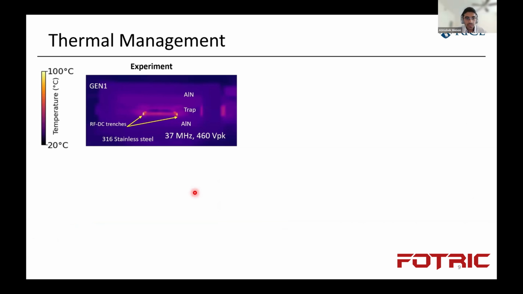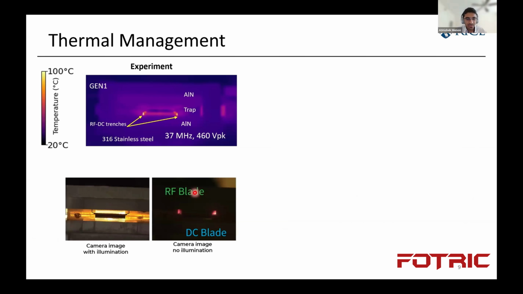And so for the thermal management, the very first trap that we got, when we drove very high RF power through it, we saw it glowing at the RF DC trenches. And that was a big red flag. And so we went to investigate further. What we found was that there was also glowing visibly on the other side of the chamber. So the temperature that the IR camera tells you was not agreeing with the black body type of radiation that you're seeing on the visible camera.